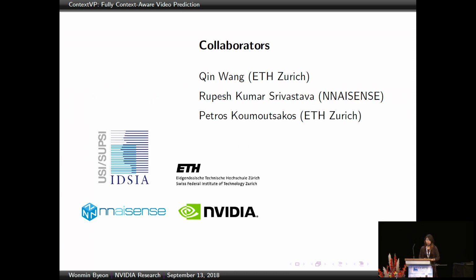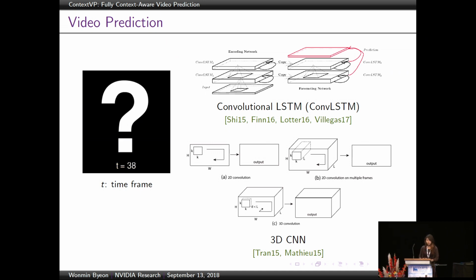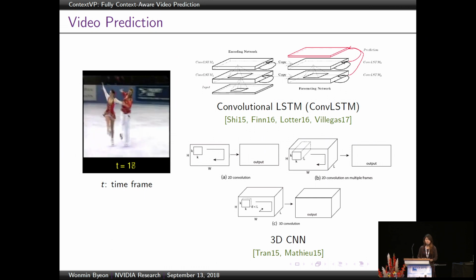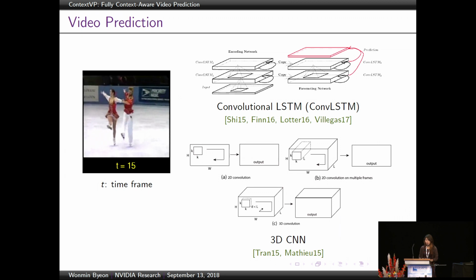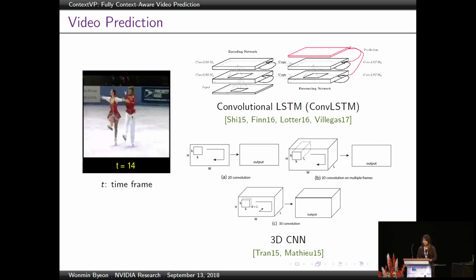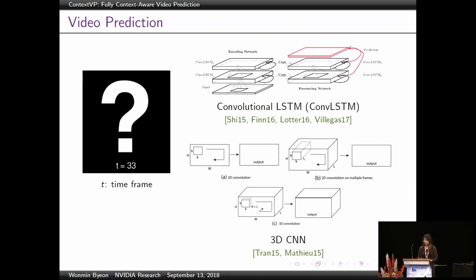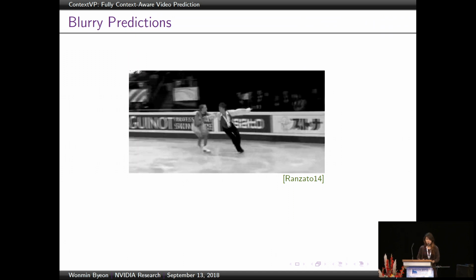And they are my co-authors. So video prediction is a task given a video, predicting future frames pixel by pixel. Recent approaches mostly use convolutional LSTM or 3D CNN-based models. Their main focus is to reduce the blurry predictions like this.